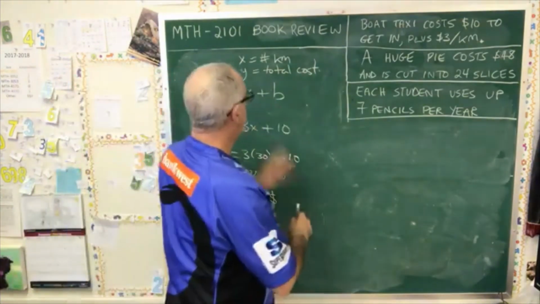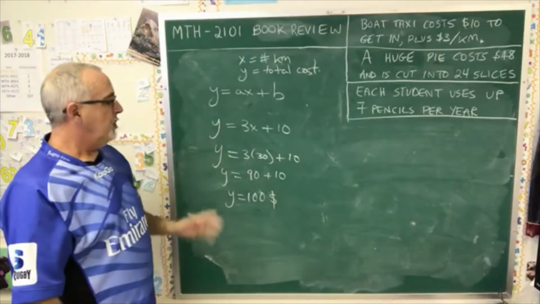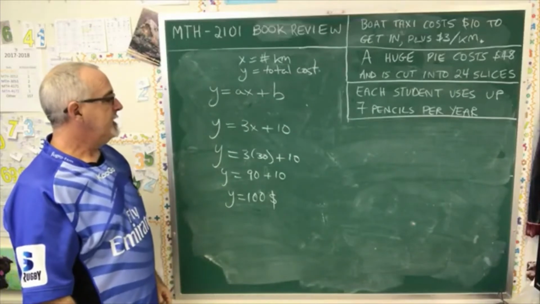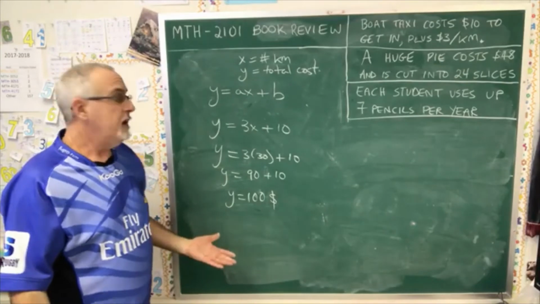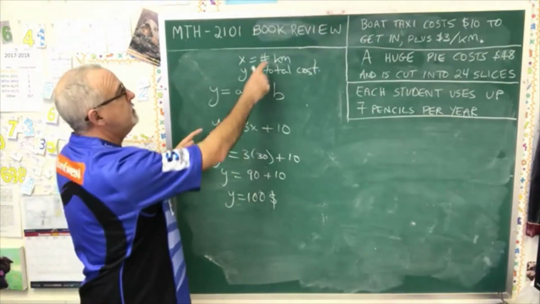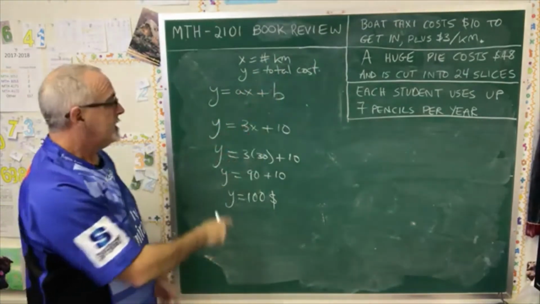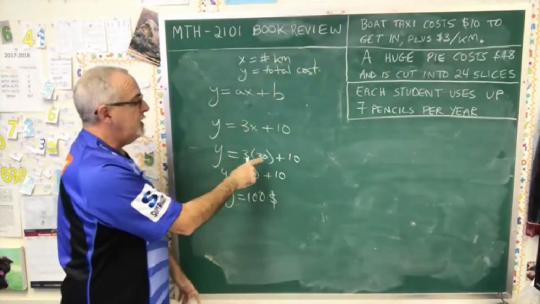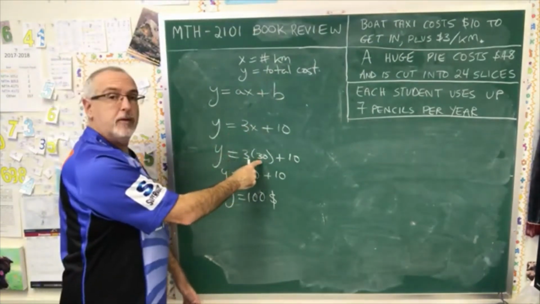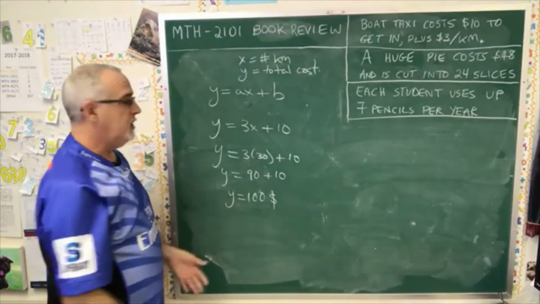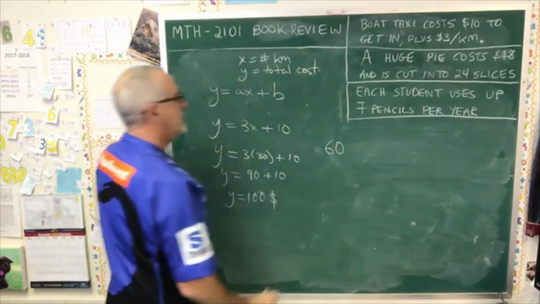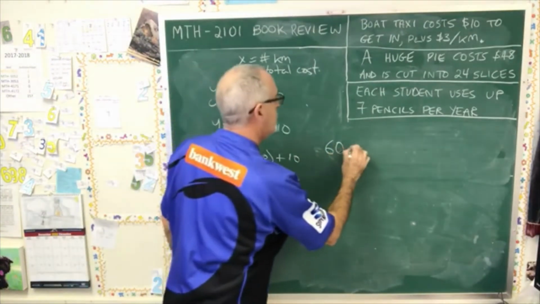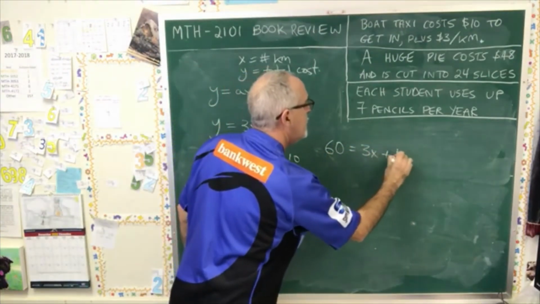I'm going to do one other example here, which is, wait, what if I spent $60? How many kilometers did I go? I can be asked that. There's two variables in this. There's the number of kilometers and there's the cost. So yeah, it's easy and fast if we plug in the number of kilometers and solve for the cost, but we can do it the other way around. So if 60 is the total cost, it has to be equal to 3x plus 10.